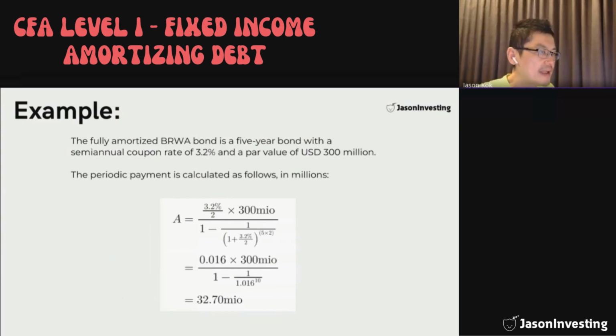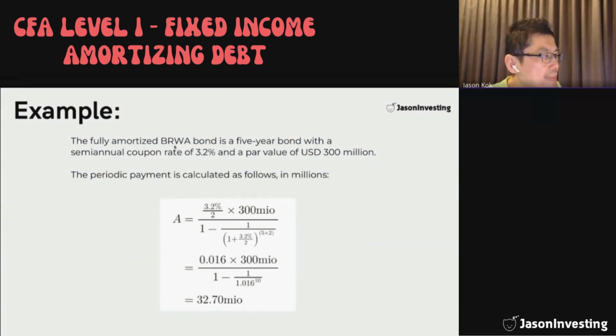But for amortizing, you'll be paying off part of the principal in every payment. At maturity, you'll pay off the last payment. And the key part is that the payment is the same throughout the whole term. And the periodic payment can be calculated using the following formula. I will show you the derivation of this formula in the next few slides. But for now, we just have a look at this particular example.